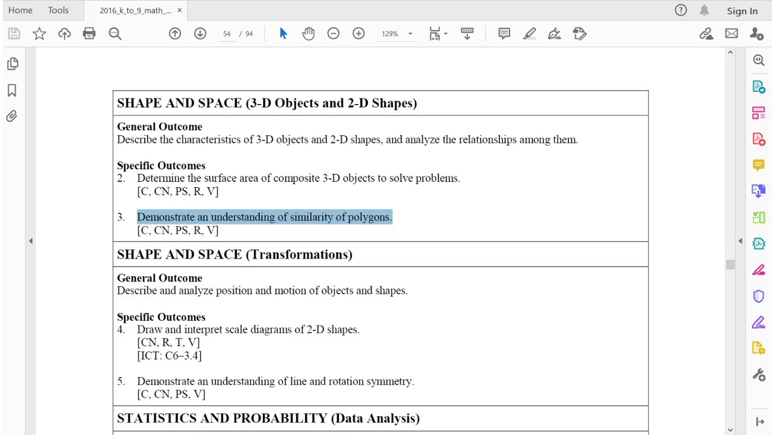So one might have sides of 3, 4, 5. Another might be a triangle with sides 6, 8, 10. So identical angles inside our shapes, but not identical side lengths. All the side lengths are different by a factor.